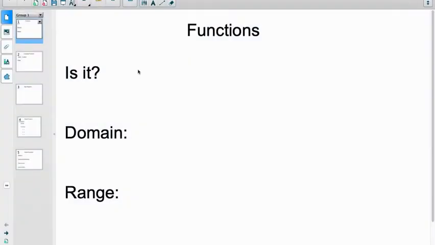All right, so today we're going to cover the big ideas in chapter 2. So the first thing is functions. First of all, is it a function? To check, you can use the vertical line test.